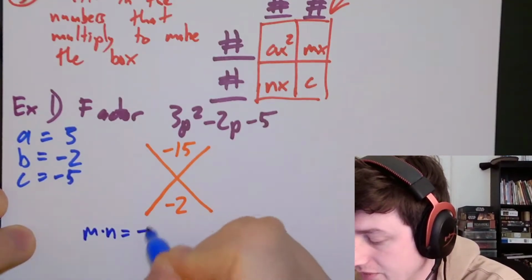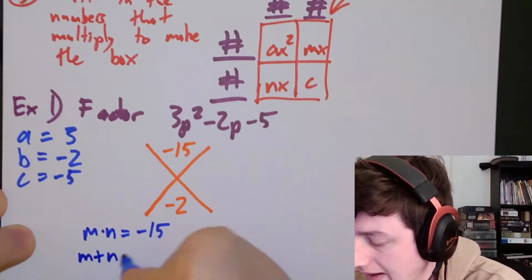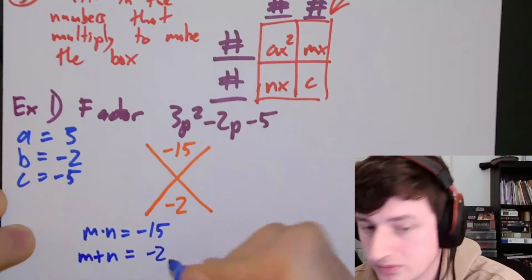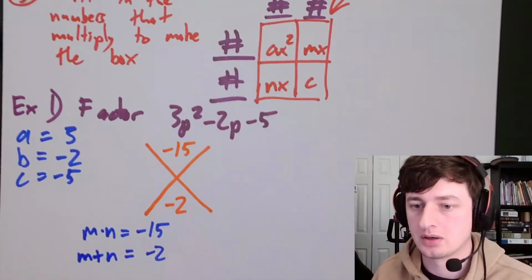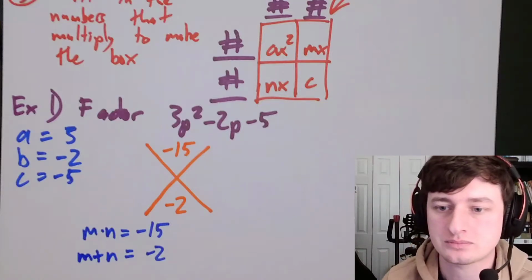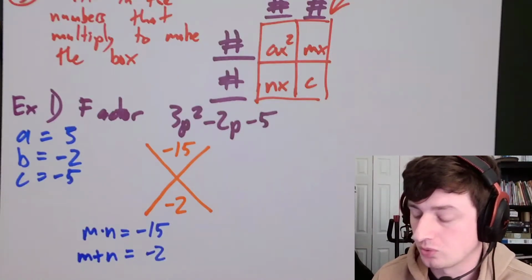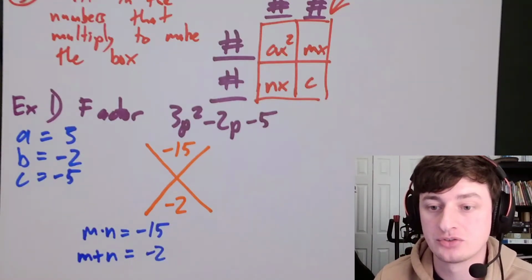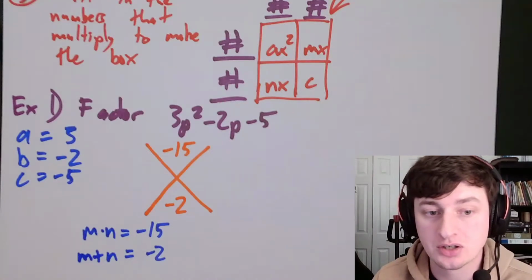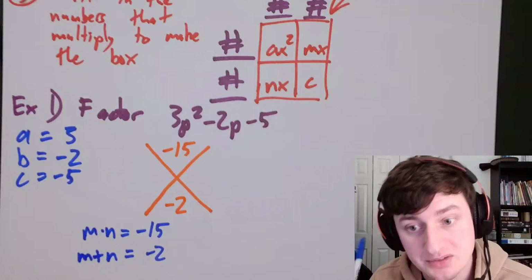And I would not write m times n out like this every single time. And they need to add to be -2. So I would not write this out like this every time. I would just fill in the x box, the x. So what are two numbers that multiply to make -15 and add to make -2? Now the creative thinking you're going to have to do here is remember negatives matter.